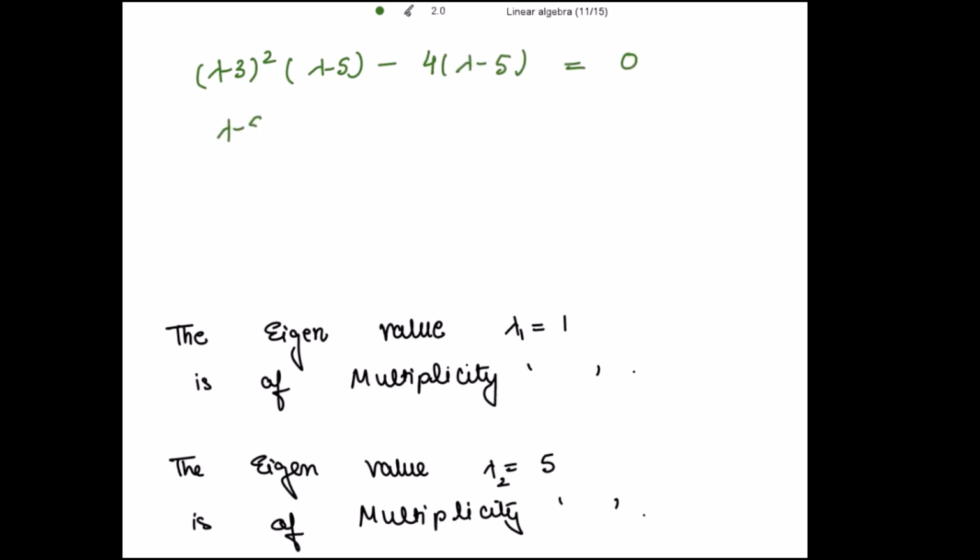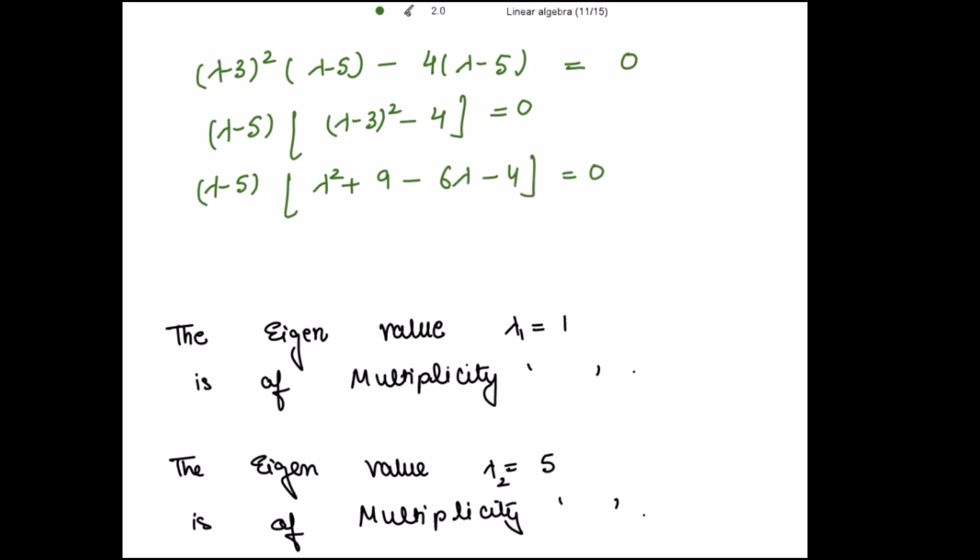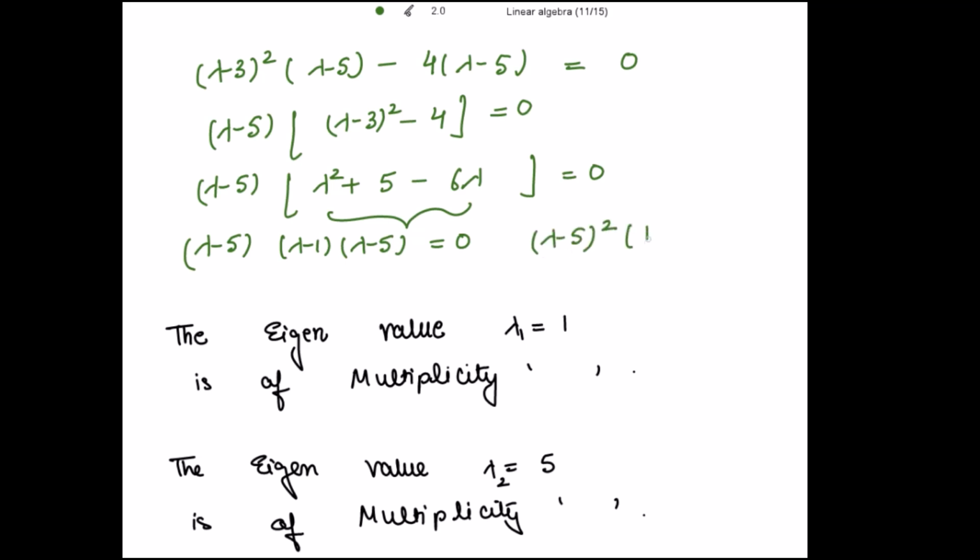And now taking lambda minus 5 common, we get lambda minus 5 into lambda minus 3 whole square minus 4 equals 0. Opening the square, this is lambda square plus 9 minus 6 lambda minus 4 equal to 0. 9 minus 4 is 5. And when making the factors for this, we get lambda minus 1 into lambda minus 5 equals 0, or lambda minus 5 whole square into lambda minus 1 equals 0. So we are getting two values, lambda equal to 1 and 5. So these are the two eigenvalues we got.